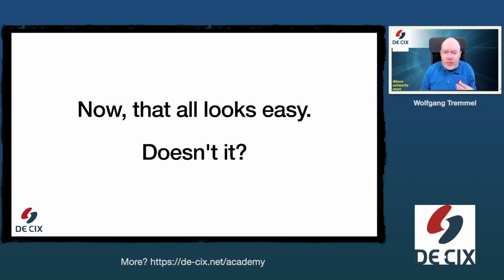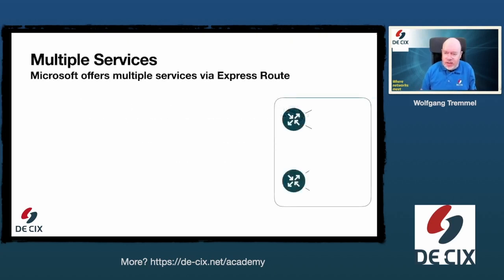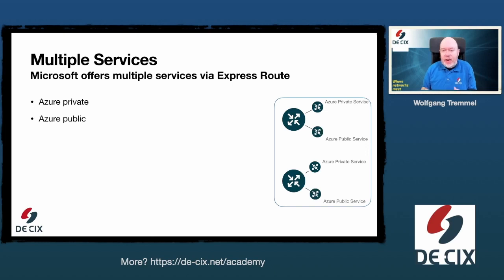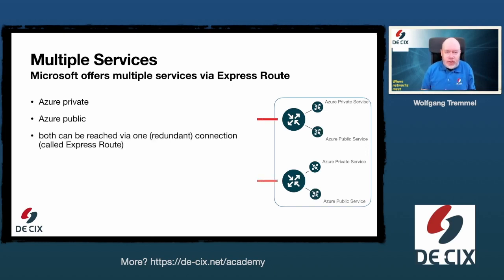But now we come to the speciality of Azure. Microsoft not only delivers one peering service, one connection service on their Express Route product, they deliver two, Azure Private and Azure Public peering, and both can be reached via the one Express Route the customer orders. But how to separate these two? How to separate these two services on the Microsoft side and on the customer side?